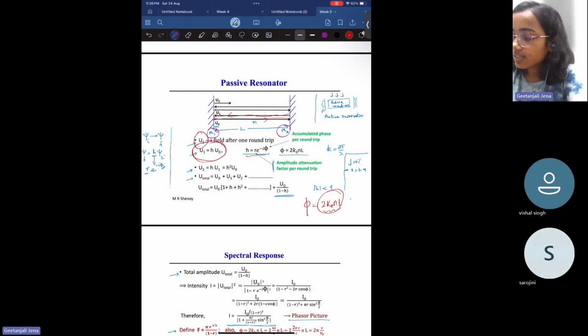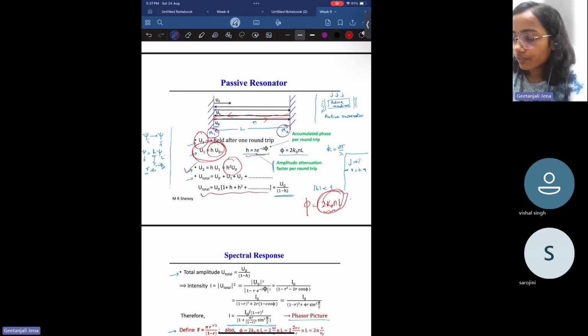Okay. So this is the phase expression. Now, if you want to find out what is the field after two round trips, that is U2. So U2 is nothing but S times U1. U1 you already know, it is S times U0. So if you put it, you get U2 is H squared times U0.